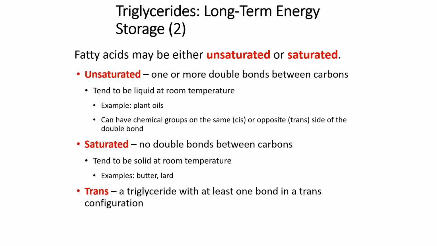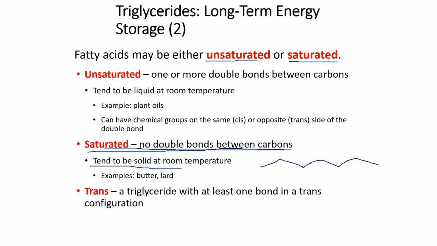The fatty acids in triglycerides can either be unsaturated or saturated. Saturated means there's no double bonds. Their chains may zigzag, but they're relatively straight. Because they're straight, they stack well. Because they stack well, they tend to be solid at room temperature. Some examples are butter and lard, and they're commonly from animal sources.